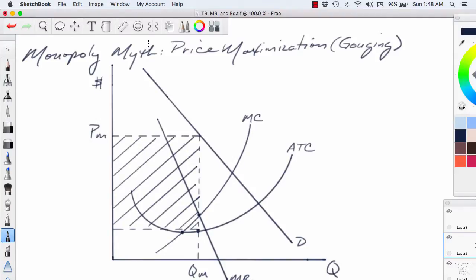In this particular video, we're going to take a look at one of the myths of monopoly, and that is the idea that monopolies actually try to maximize price. In other words, they try to engage in price gouging. When you hear people talk about monopoly, they'll often bring this up, that monopolies are prone to charging the highest price possible. And when you look at that using monopoly modeling, you see that that can't be true.